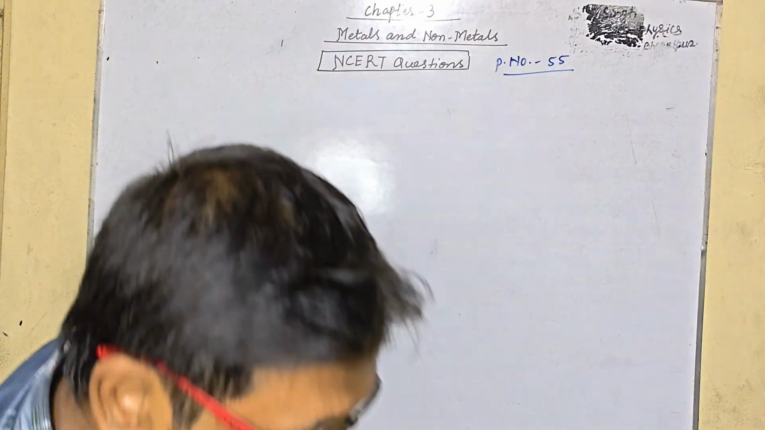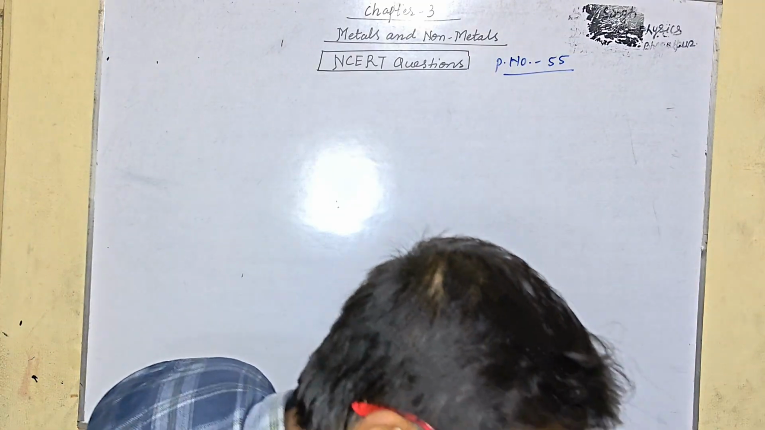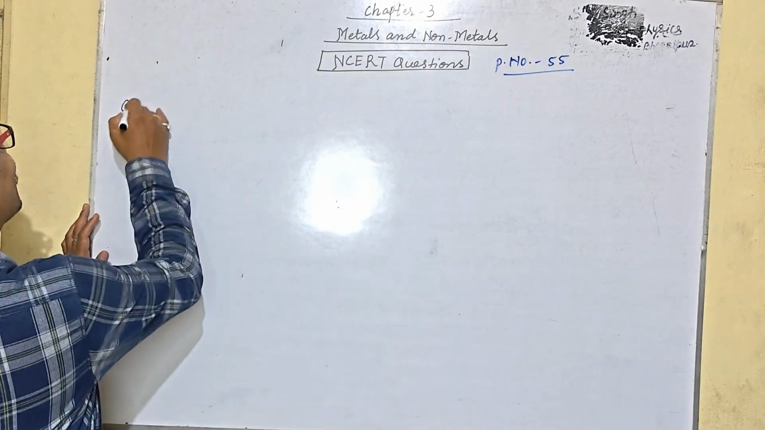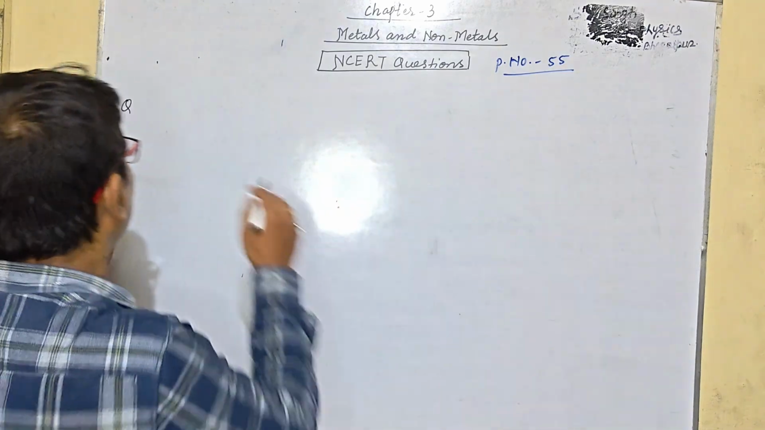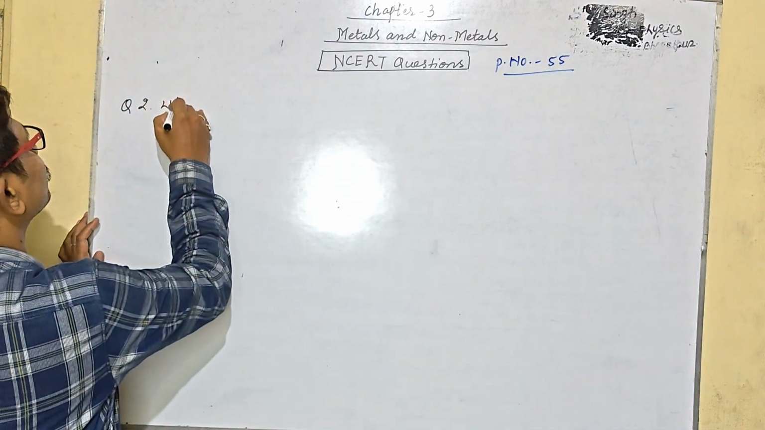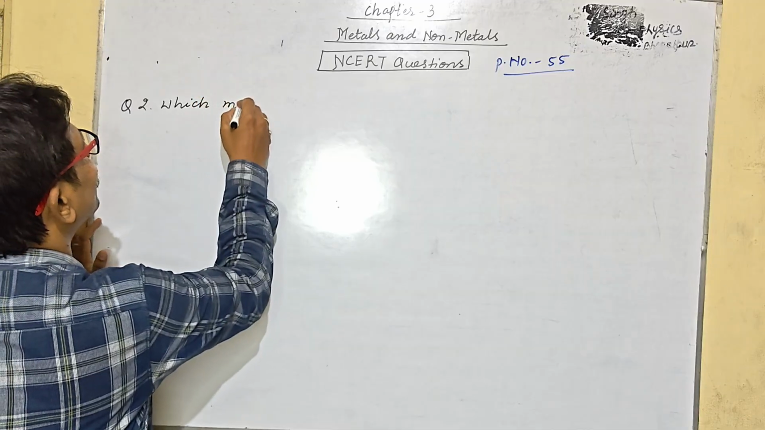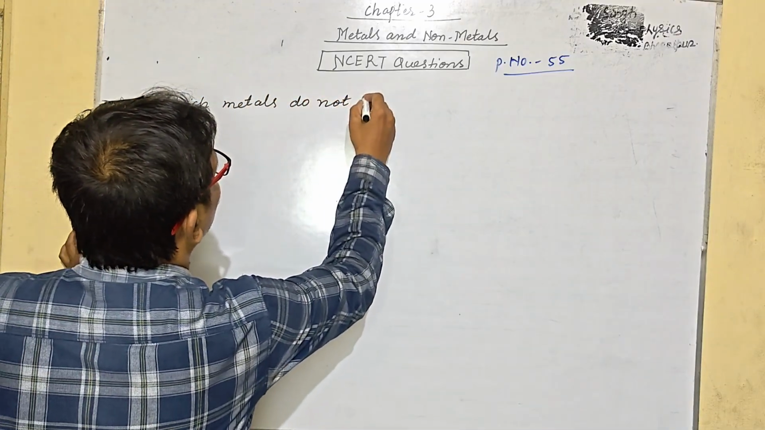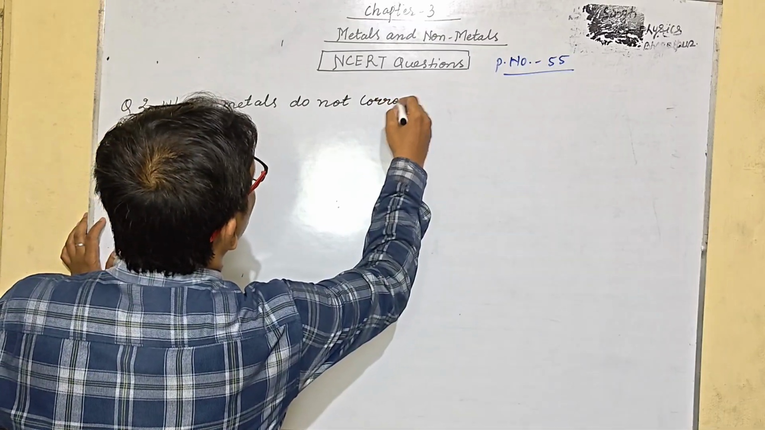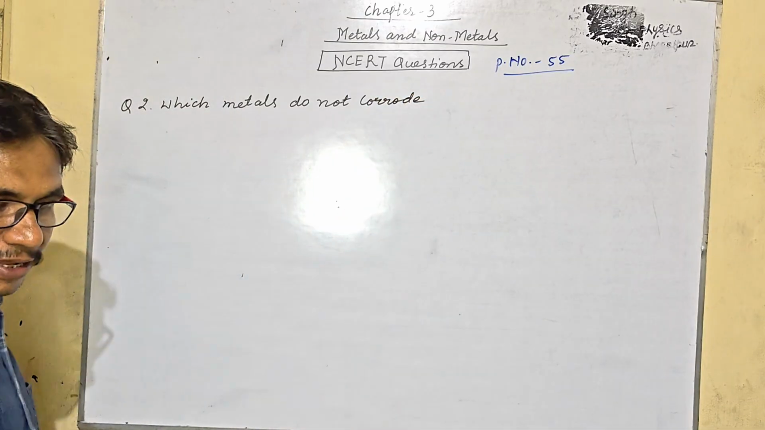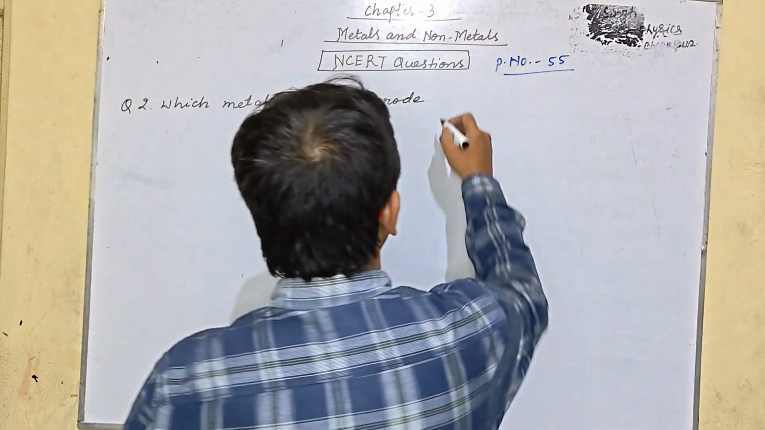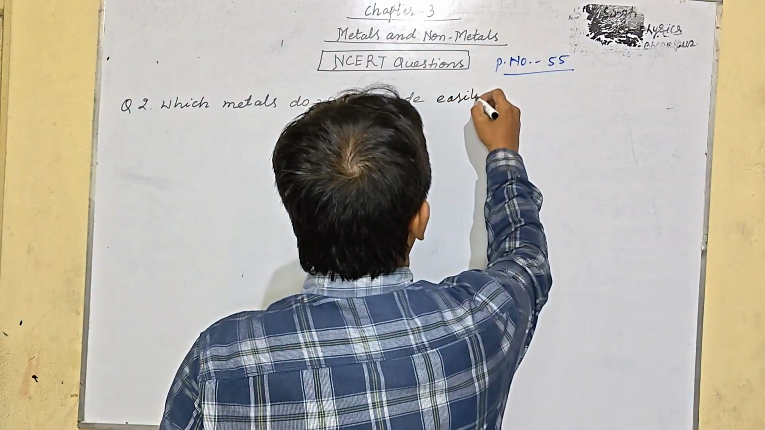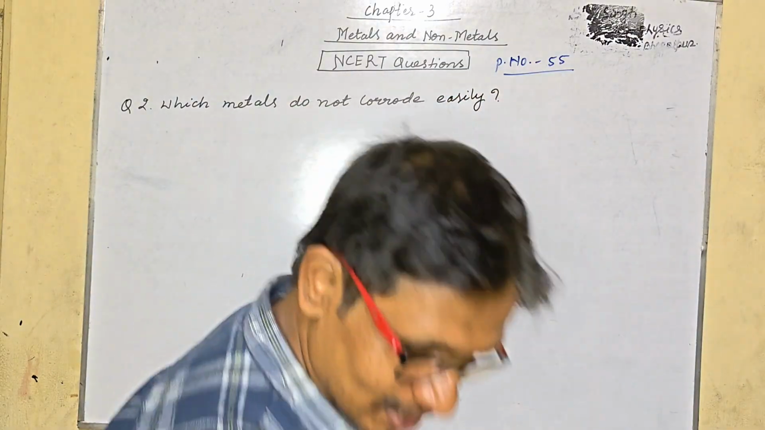So my dear student, the next question, question number 2, is: which metals do not corrode easily? Which metals do not corrode easily? The corrosion doesn't occur easily in which metals?